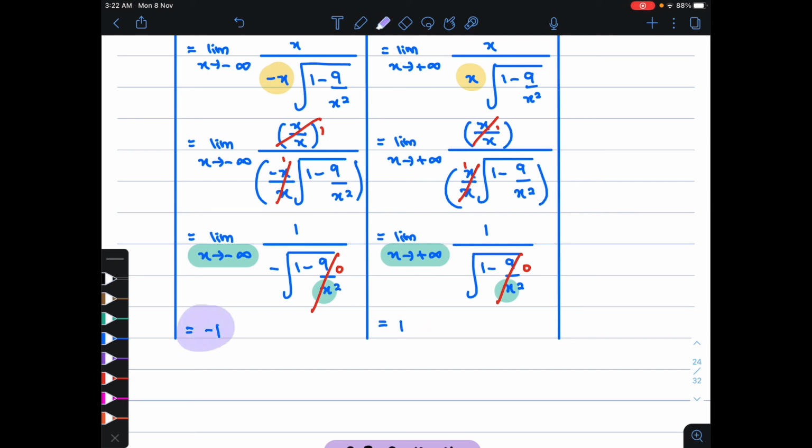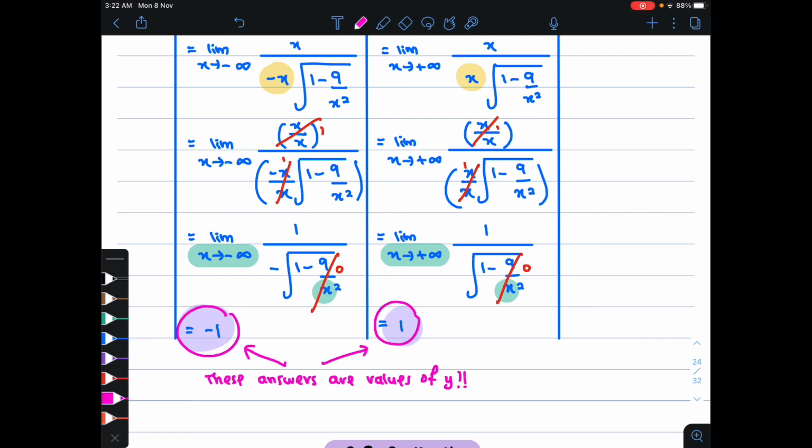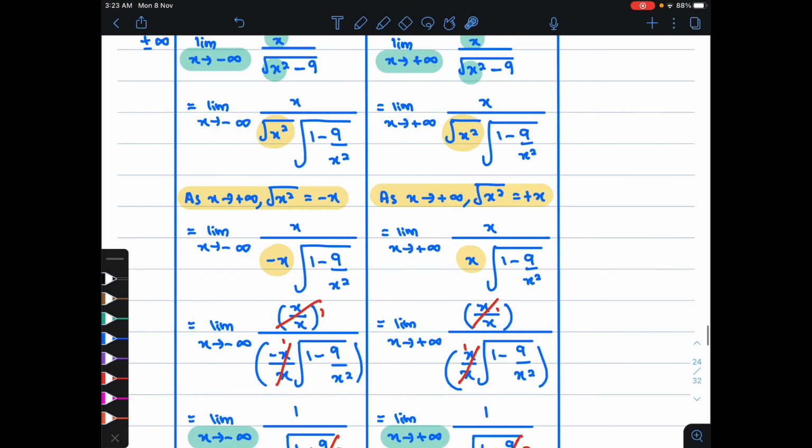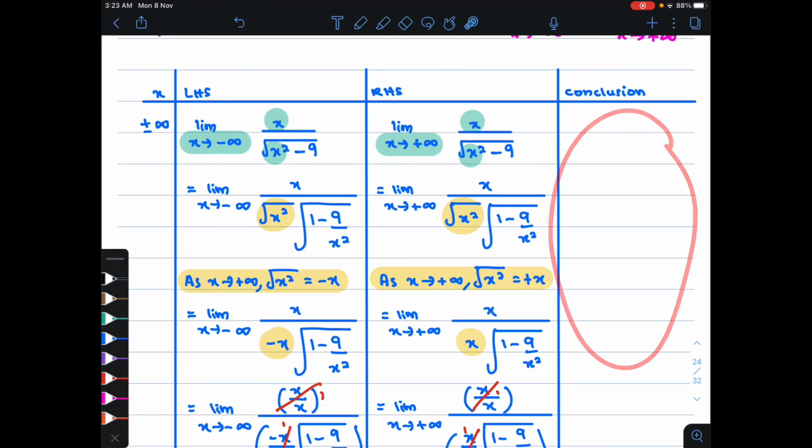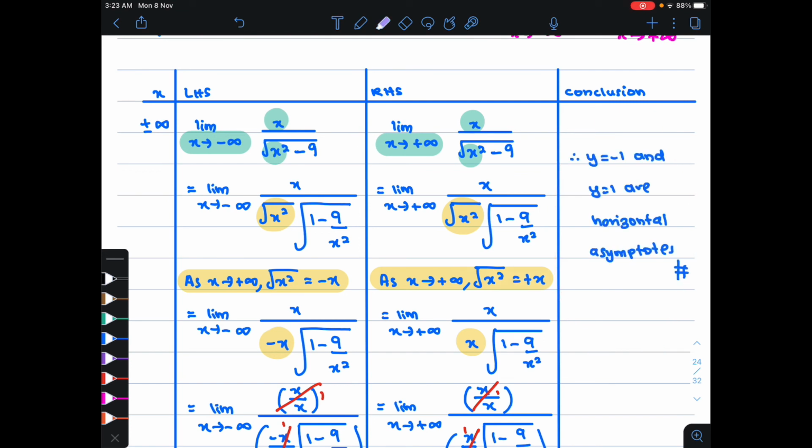Left hand side is -1, right hand side is 1. Note that the answers are the values of y. So here we're gonna get two values of y equal to -1 and y equal to 1. So they will become our horizontal asymptote. So write it in this conclusion. Therefore, y equal to -1 and y equal to 1 are the horizontal asymptotes. So you can see that for this question, we have two answers for horizontal asymptotes.